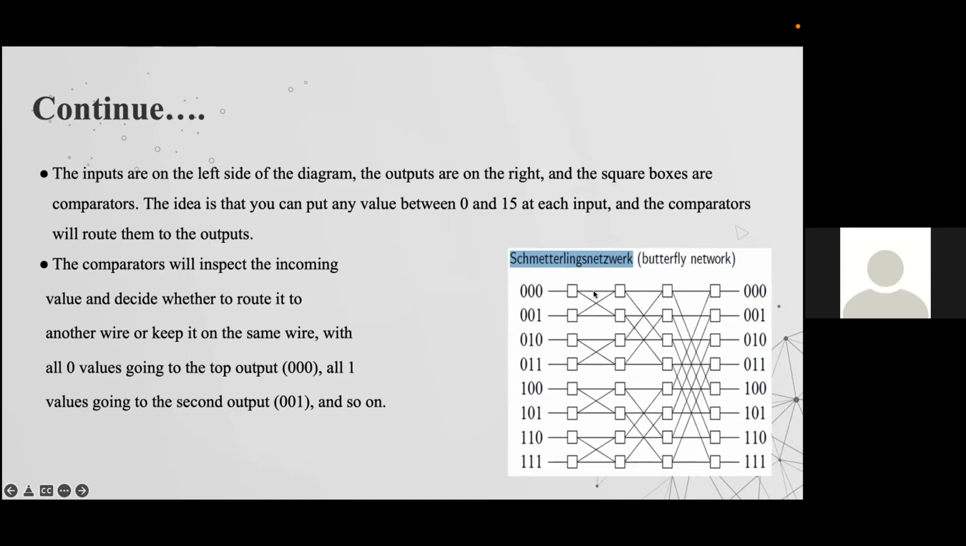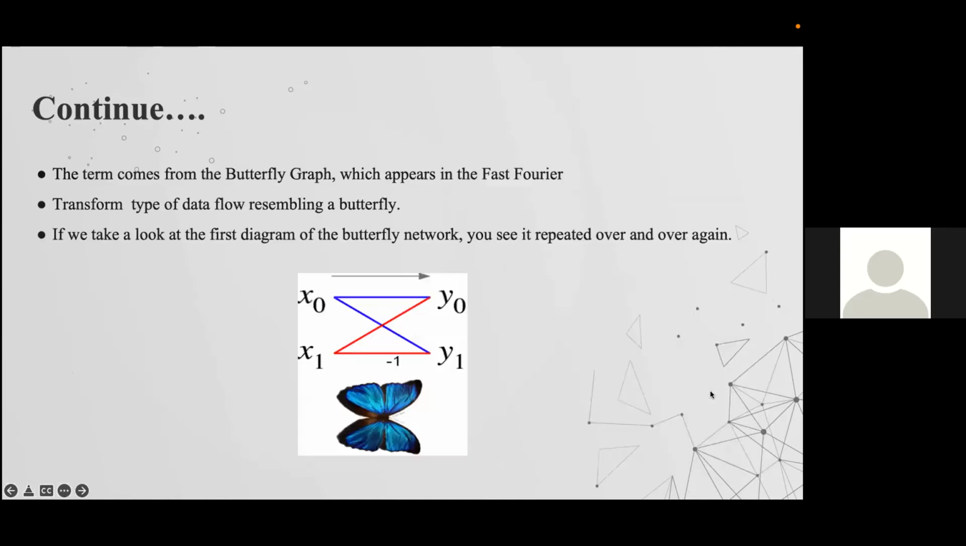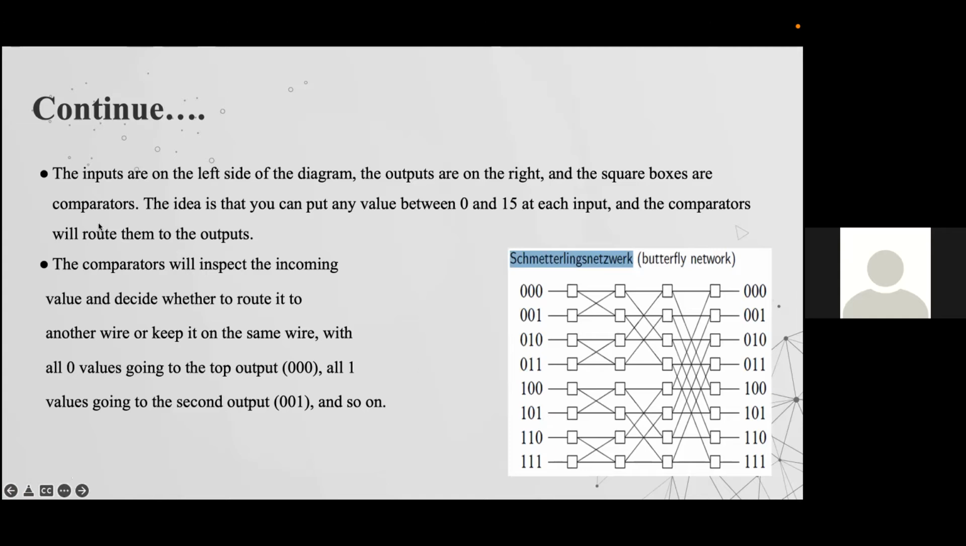What the comparator does is, it will basically inspect the value which is coming to it. Based upon the value it receives, it will transport it to the corresponding output value. So if you can see here, 000 is routed to this 000 on the output side, and also it will be routed to other rows where the data is matching. We can see the arrow pointing from here to here. So this is how the values are routed in the butterfly network.